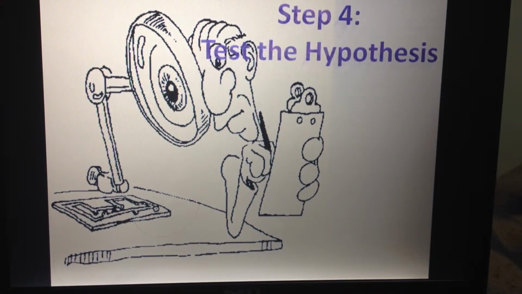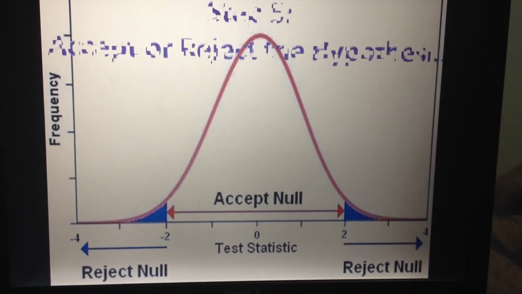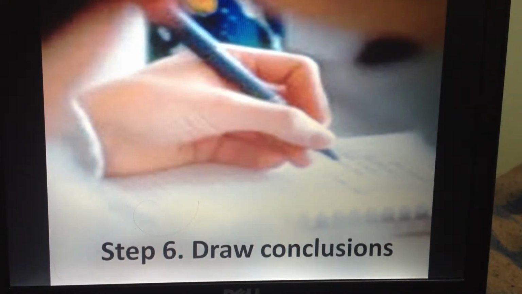Step 4. Test the hypothesis. Step 5. Accept or reject the hypothesis. And finally, Step 6. Revise the hypothesis or draw conclusions.